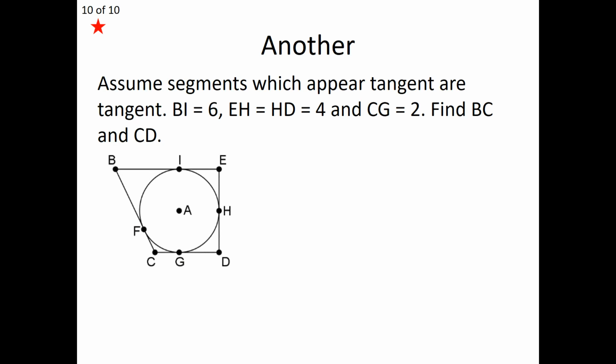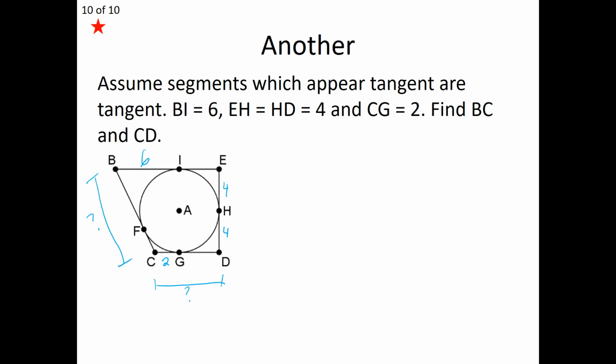So again, we're allowed to safely assume that segments appear tangent. They are, which means we do have a circumscribed quadrilateral. Points I, F, G, and H are tangent to our given circle. And we're given some information about some of those segments that we're going to use then to find our missing segment BC. So we're given that BI is 6. We're given that both EH and HD are 4. And we're given that this little segment CG here is 2. Our goal is to figure out what the entire length of BC is and the entire length of CD.